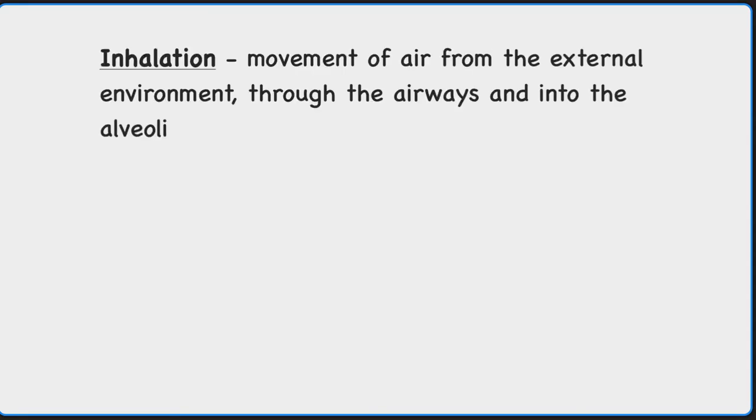The definition of inhalation describes inhalation as the movement of air from the external environment through the airways and into the alveoli. Sounds simple enough, but how does this work? Inhalation occurs because of pressure differences. In order to move air from the outside into the lungs, the alveolar pressure, which is the pressure within the alveoli that we just talked about, has to be lower than the atmospheric or outside pressure.